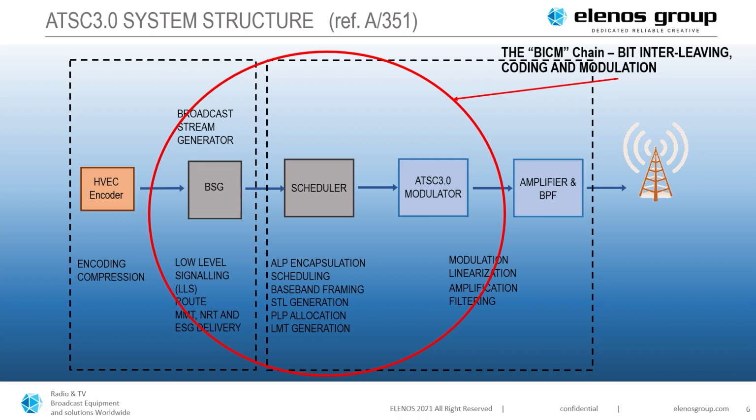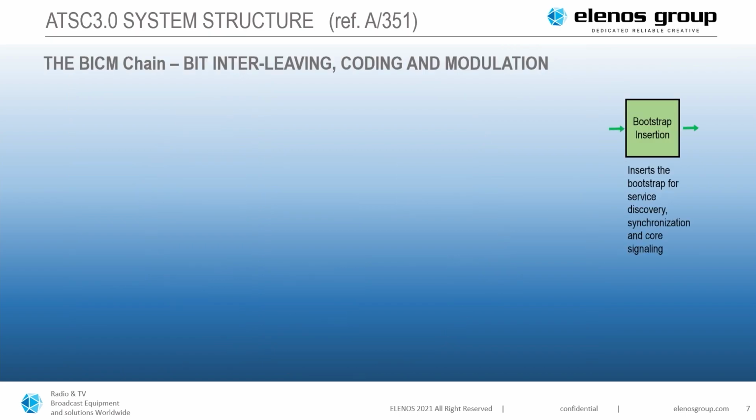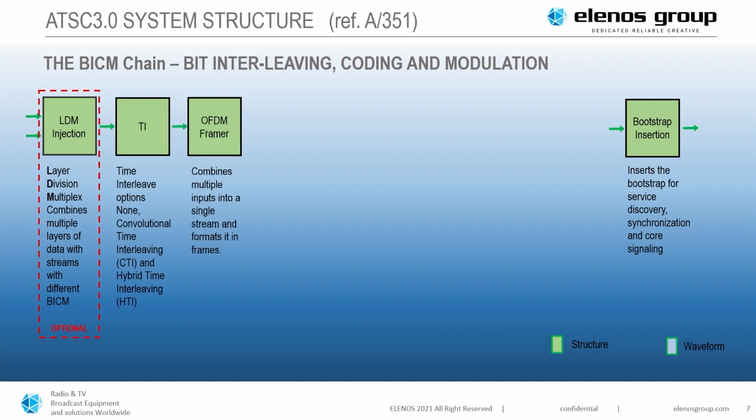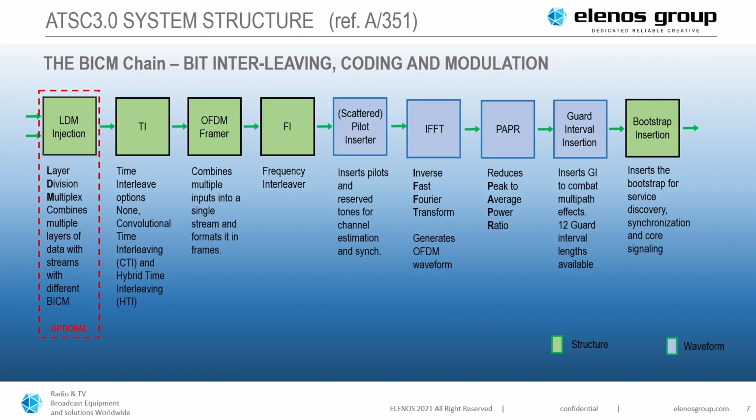The middle section, that's where it all happens. That's what in ATSC 3 is called the bit interleaving coding and modulation chain. That's the center section, and that's what I'm going to talk about a little bit today. So I'll just jump through that. This is the actual chain inside the modulation and coding section of the system.